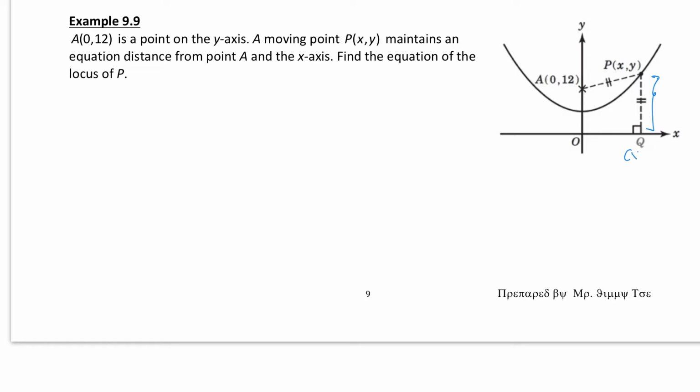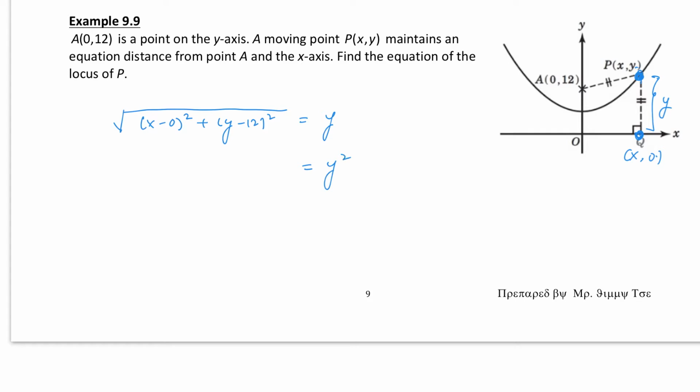Because the x-coordinate of Q is x0, the foot of the point P to the x-axis must be x0. So the distance between these two points, (x, y) and (x, 0), must be y minus 0, so this is y. And then the distance between P and A, you can use the distance formula. Setting up the equation, x minus 0 squared plus y minus 12 squared is equal to y.